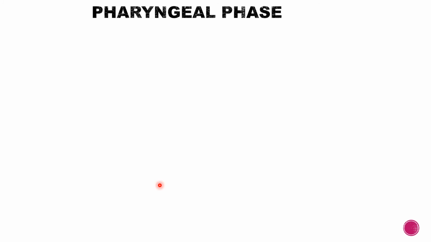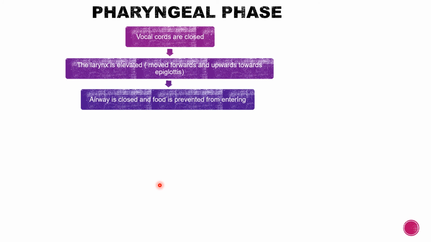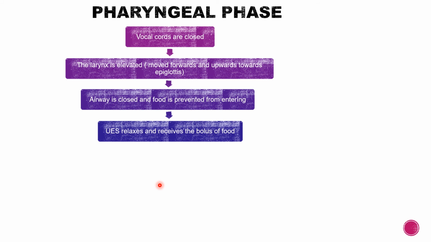After that we get the pharyngeal phase. In the pharyngeal phase, the vocal cords close, then the larynx is elevated so that food can in no way go into the larynx and trachea. So the airway is closed and the food is prevented from entering the airway.